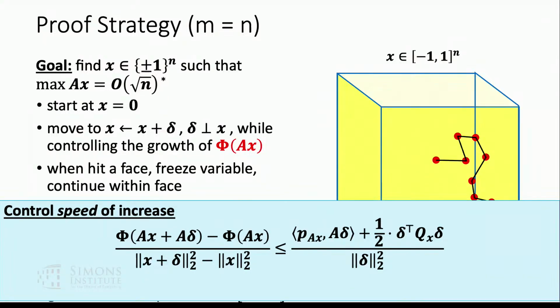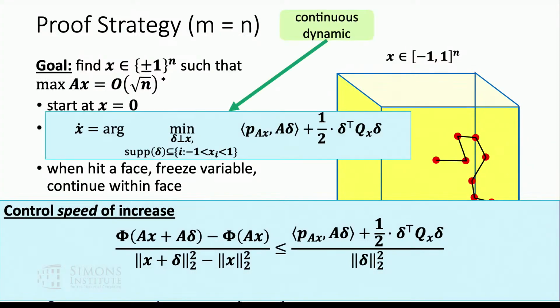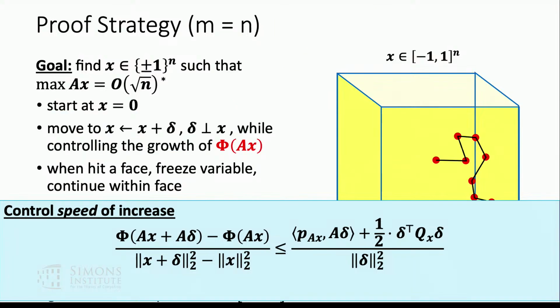Okay. So basically what this tells us is that if we want to control the speed of increase of phi, what we need to control is really this quadratic function. So, this already suggests the kind of step that we want to take.